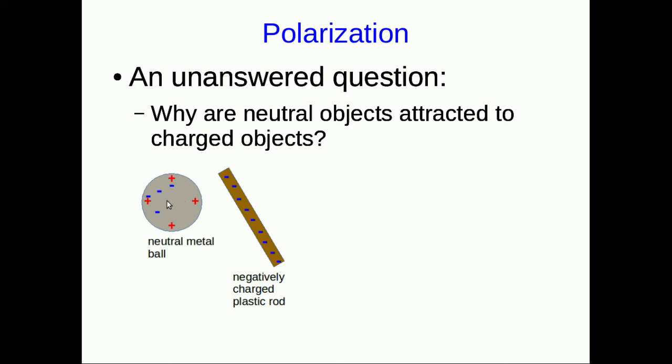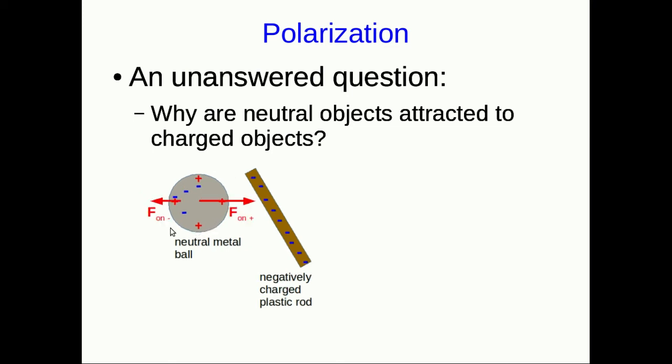But the effect is now that there are two forces acting on the neutral metal ball. There's an attractive force on the positive charges and a repulsive force on the negative charges. But remember that electrical forces get weaker with distance, and these negative charges are on average farther away than the positive charges, so that repulsive force is smaller than the attractive force. So the net effect is that the neutral metal ball is attracted towards this negatively charged plastic rod.